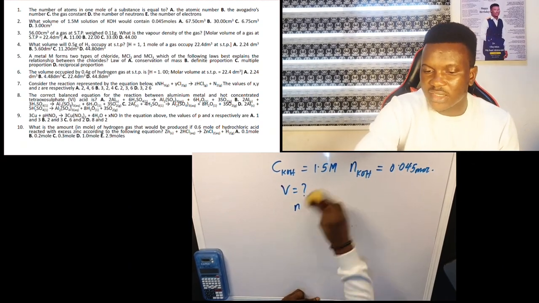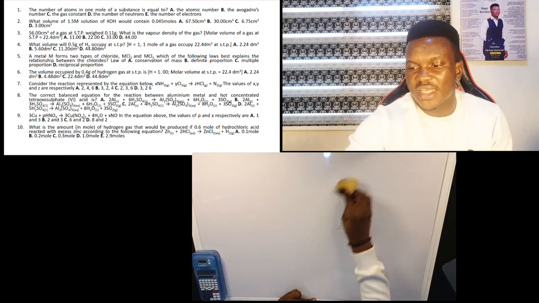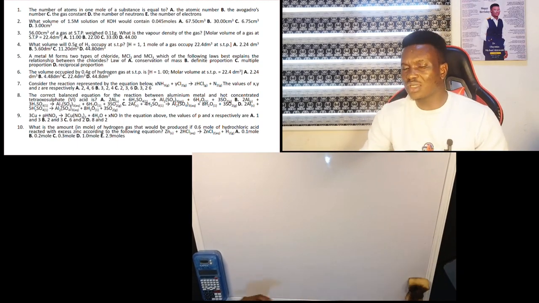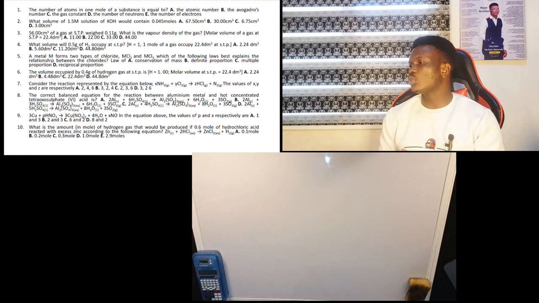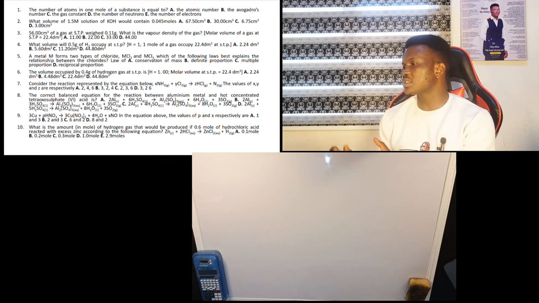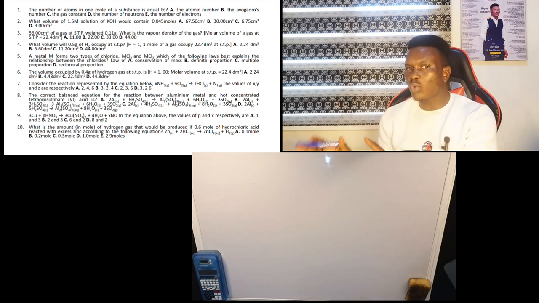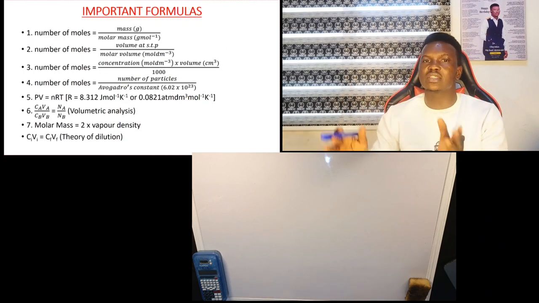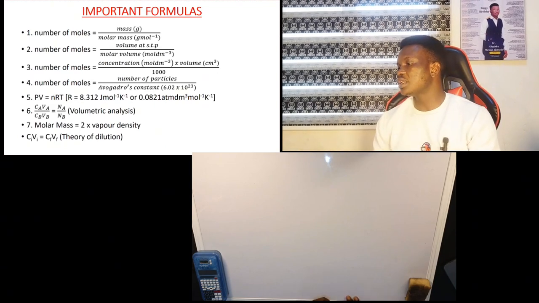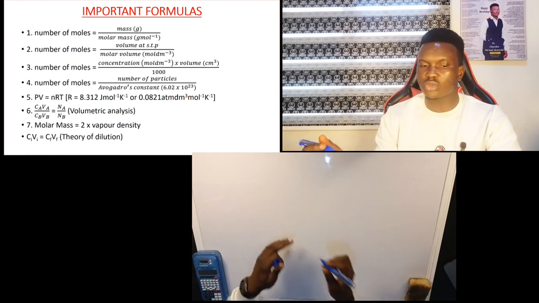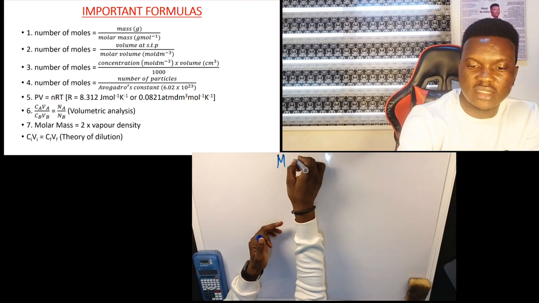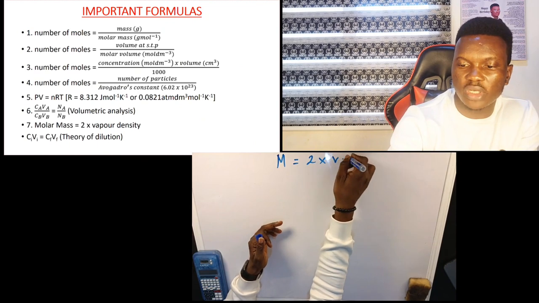So number 3 says that, so first is just know what they ask you to look for and pick a formula. That's all. 56 cm cube of a gas at STP, weight 0.11 gram. What is the vapor density of the gas? Which formula relates vapor density? Molar mass is equal to 2 times vapor density. So you first write molar mass is equal to 2 times vapor density.